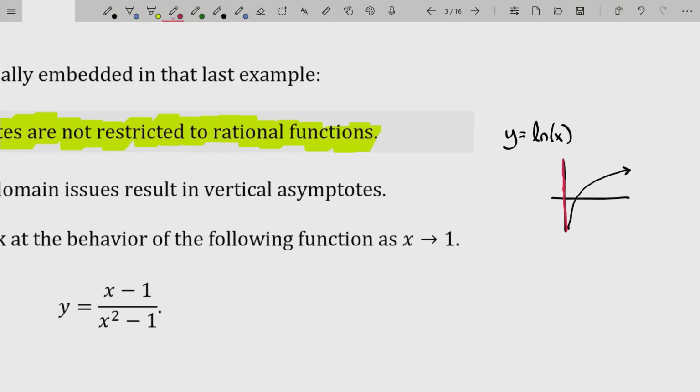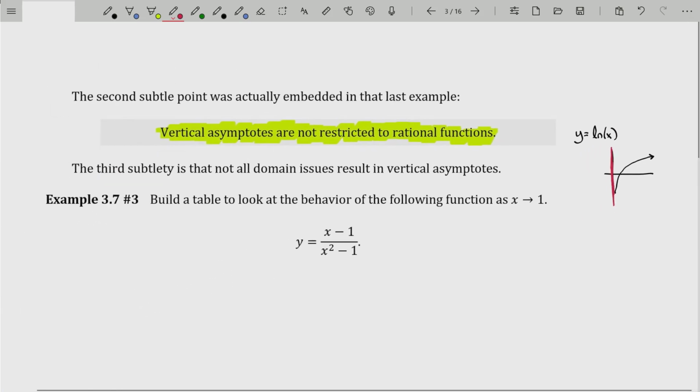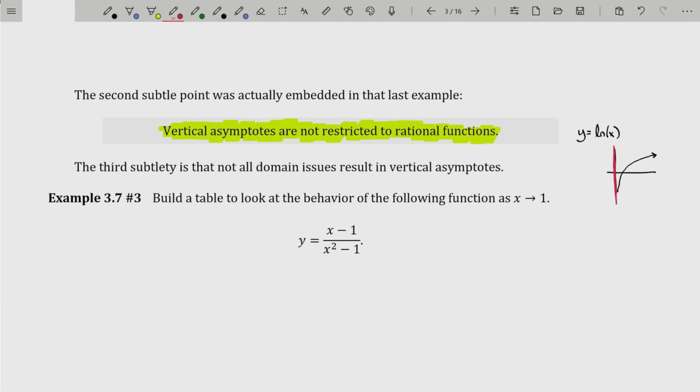You can see that it dips to negative infinity as x approaches 0. So it has a vertical asymptote at x equals 0. So it's not true that you need a rational function to have a vertical asymptote. It could be a bunch of different kinds of functions. That's a very short subtlety, but still an important one.